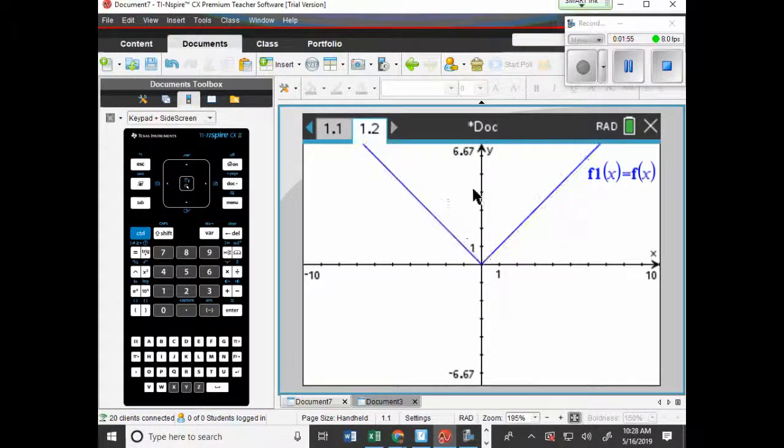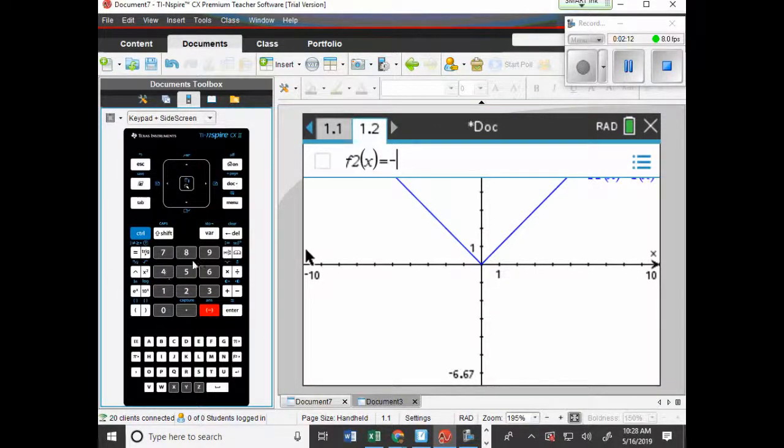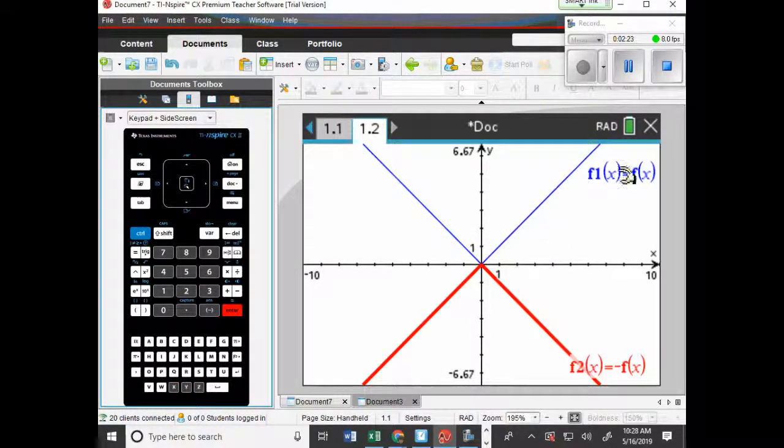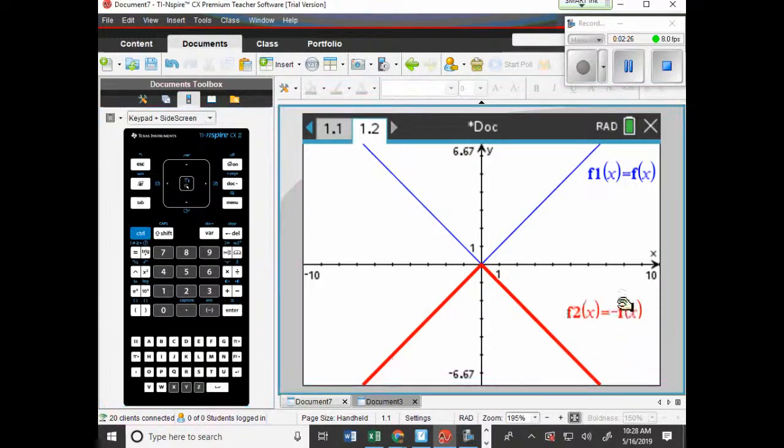Okay, so go to f2 of x. First transformation we'll look at is we'll change the value of a. So let's keep it simple. What does negative f of x look like? So I'm going to go negative f of x, right? We'll get to a in a minute. All right. So when you make f of x negative by putting a negative sign in front of it, it gives you a reflection about the x-axis. So this is a reflection.